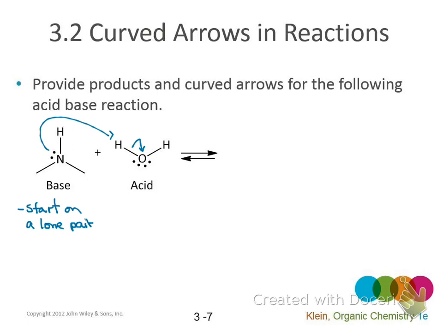My arrow is not very good on the left arrow there. It should be going right at the hydrogen. I just realized that. It should be pointed straight at it. And then these start on the bond and go to the atom. And the nitrogen lone pair starts on the lone pair and goes directly to the hydrogen.